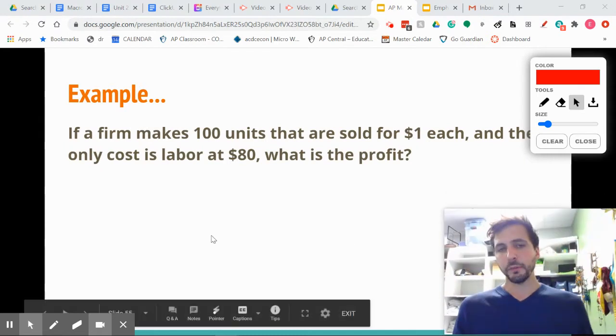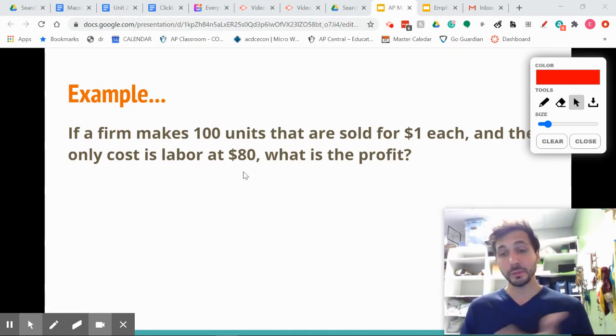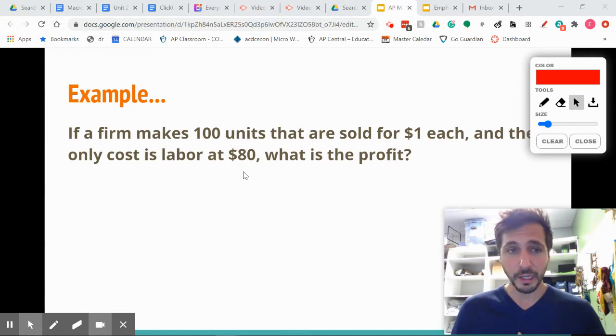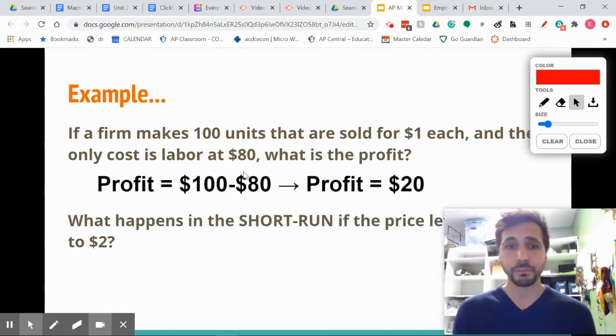For example, if a firm makes 100 units that are sold at $1 each and their only labor cost is $80, what's the total profit? Well, they sell each unit for $1, so total revenue is $100. Their cost of labor is $80, so the profitability is going to be $20.